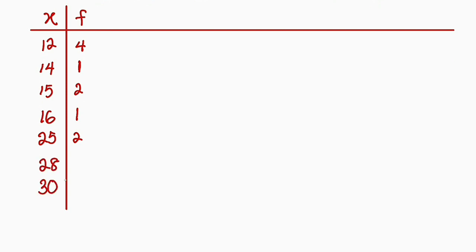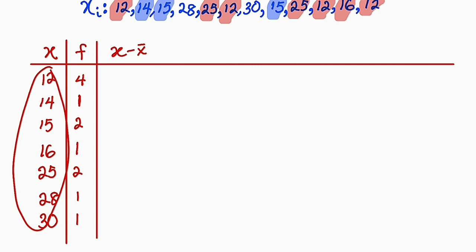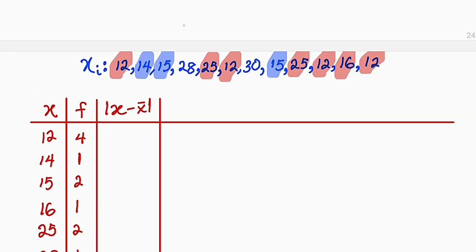28 and 30, 1, 1. Already we know that the mean of the data is given as 18, so we don't have to compute the mean. What I would like to compute next is x minus x bar. X bar here stands for the mean, and x here are these values. And I would like to take the absolute value because I need the positive values. So I think I should write the x bar here. X bar is given as 18, don't forget.